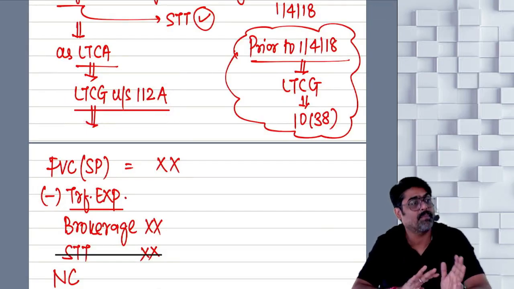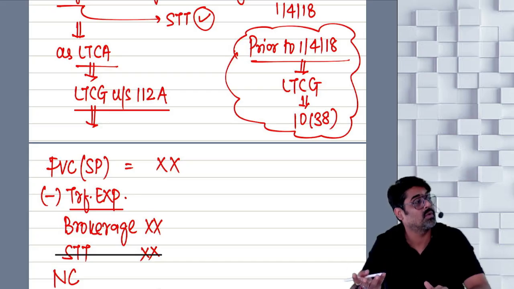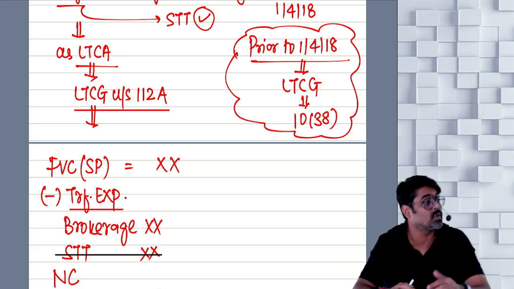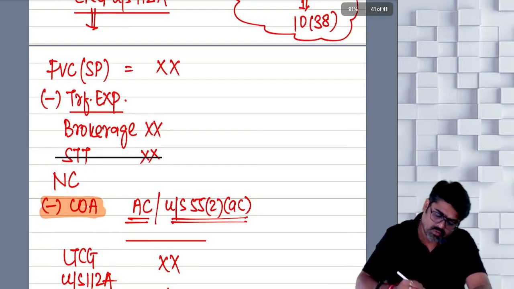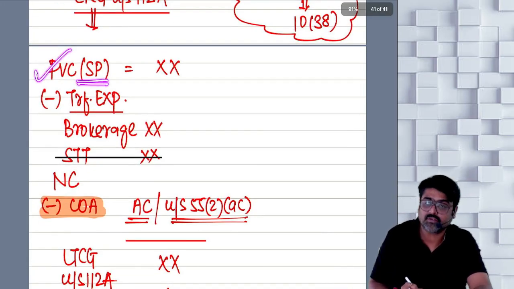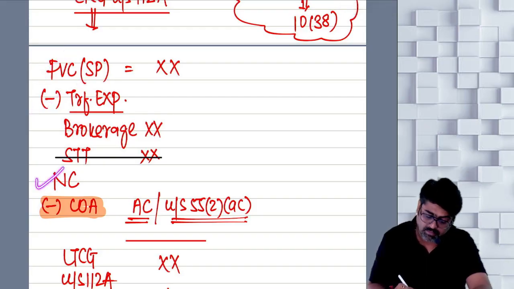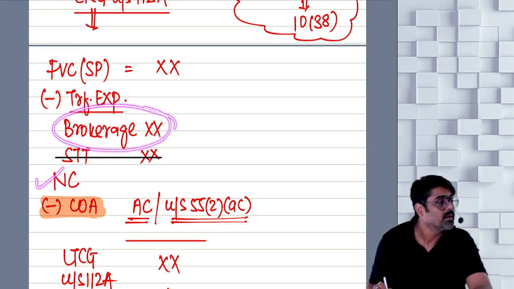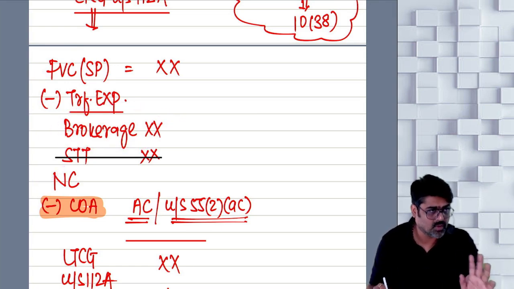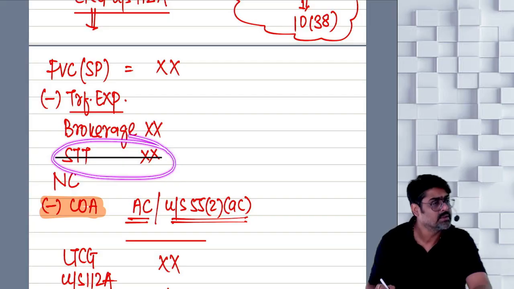But now that long-term capital gain will not be covered by section 112, it will be covered by a separate section 112A. How will that be calculated? Simple. You will take the full value of consideration, nothing but the selling price of that asset, minus the transfer expense. You will get the net consideration. But remember, while reducing the transfer expense, reduce the brokerage only and don't reduce the STT.